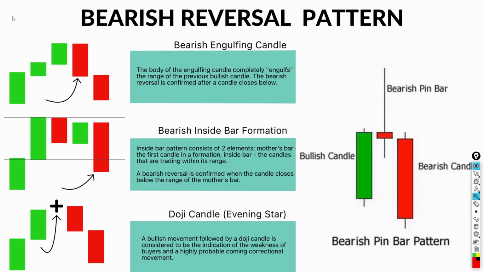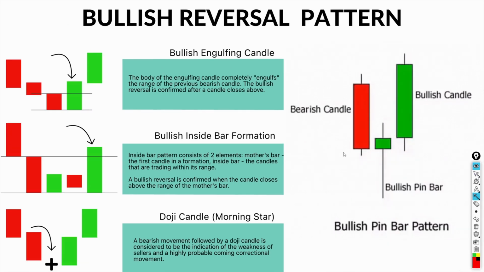So you are going to use bearish reversal patterns like engulfing candle, inside bar formation, doji candle or pin bar to place a reversal trade in the downward direction. You can memorize it. And similarly, you will use bullish reversal patterns like engulfing candle, inside bar, doji and pin bar to place a reversal trade in the upside direction. These are the reversal patterns that we are going to use to place our reversal trade in the 1 minute time frame. So now you understand the reversal patterns also.